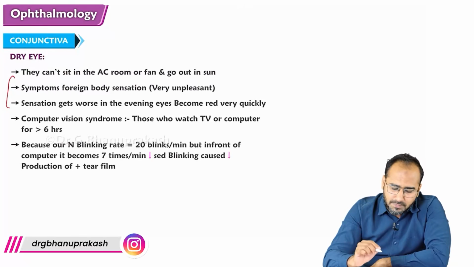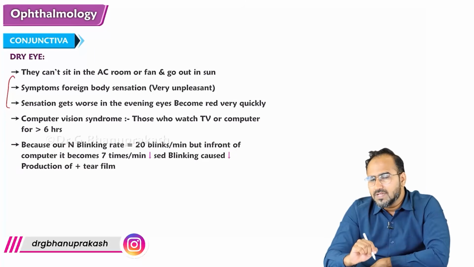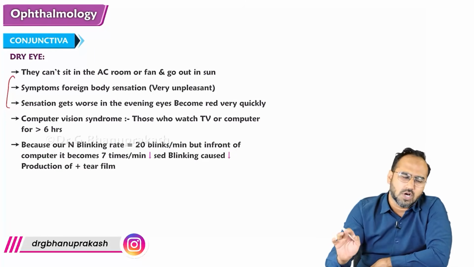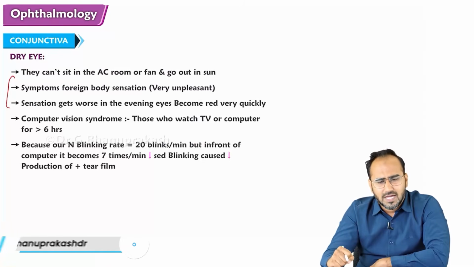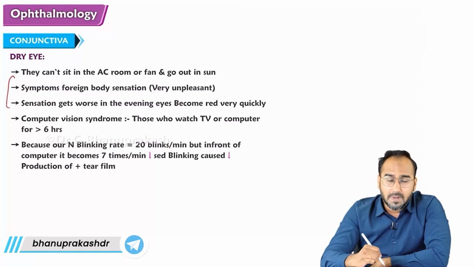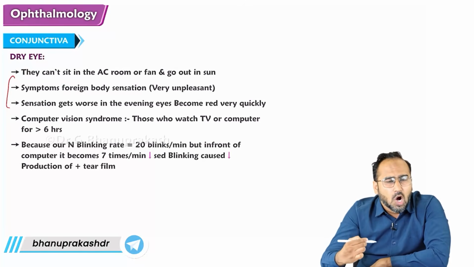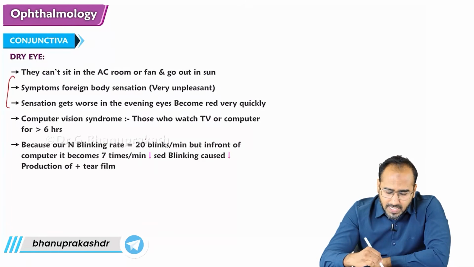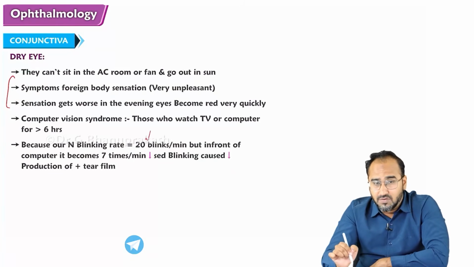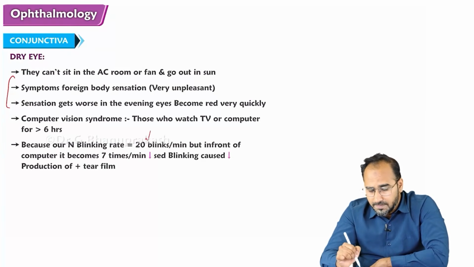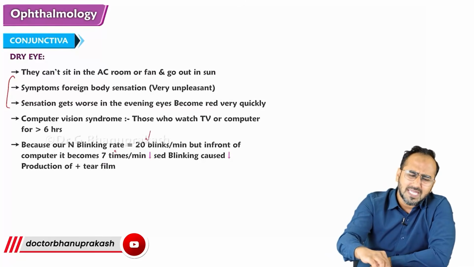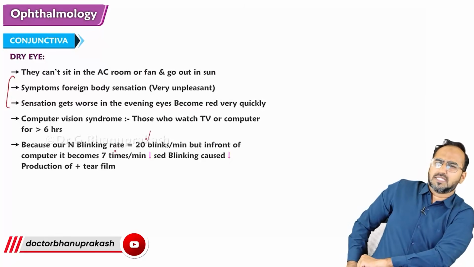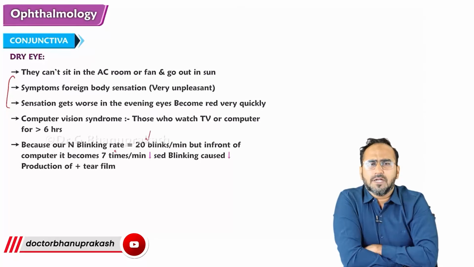There is a thing called computer vision syndrome or TV vision syndrome. When you sit in front of the TV or computer for more than 6 hours, what will happen to the blinking power of the eye? Our blinking power of the eye will reduce. Remember guys, normally in 1 minute, how many times should we blink? We should blink at least 20 times in 1 minute. But when you are sitting in front of the computer, you blink 7 times per minute. Remember, how is blinking related to dry eyes? If I don't blink, how will I land up with dry eyes?